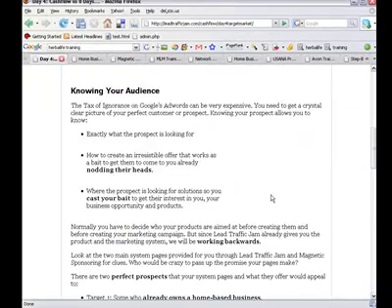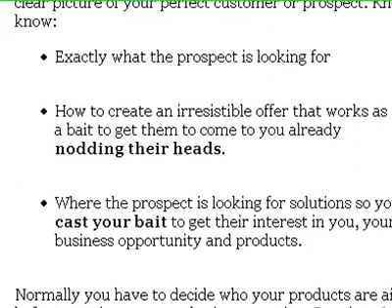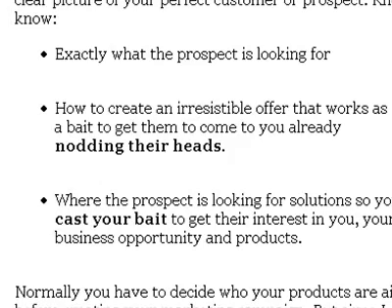So the first step in planning your Google AdWords campaign is to know your prospect. Knowing them will allow you to know exactly what they're looking for and how to create an irresistible offer that works as a bait that gets them to come to you already saying yes.